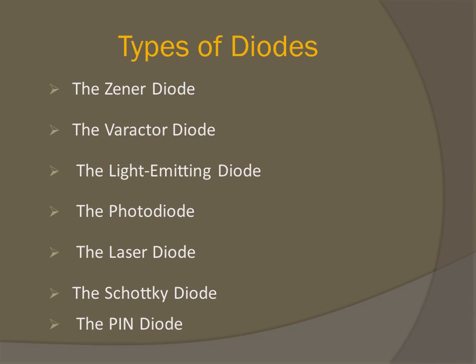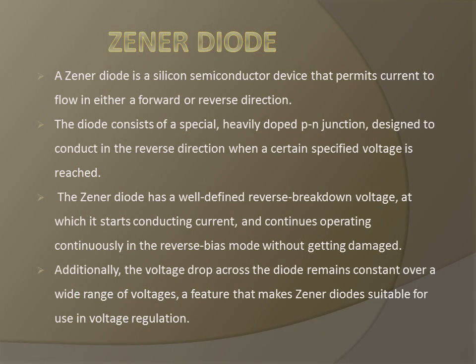Here is the set of diodes we are going to discuss: Zener diode, varactor diode, LED (light emitting diode), photodiode, laser diode, Schottky diode, and PIN diode. First of all, the first one is the Zener diode.